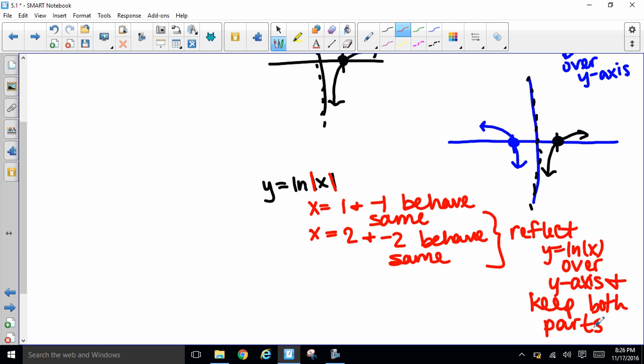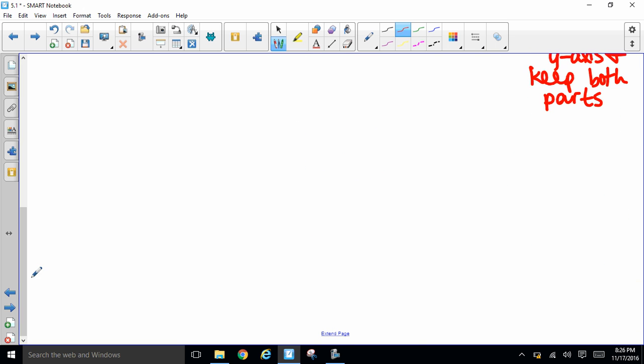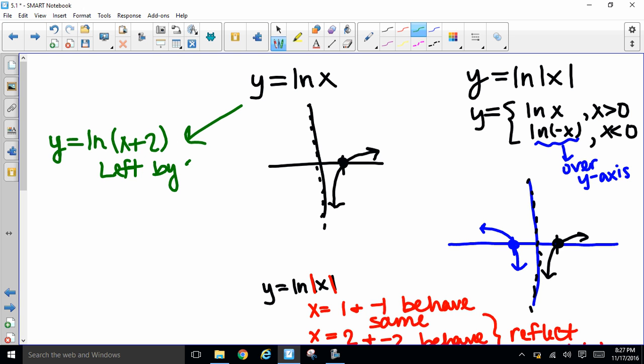Some other things you might just want to know about just remembering transformations in general. So actually I'm going to go back up here. So if this is natural log of x, and then they ask you to graph y equals natural log of x plus 2, that's a shift left by 2. So now your VA is over here at -2. Now instead of going through 1, 0, it goes through -1, 0.